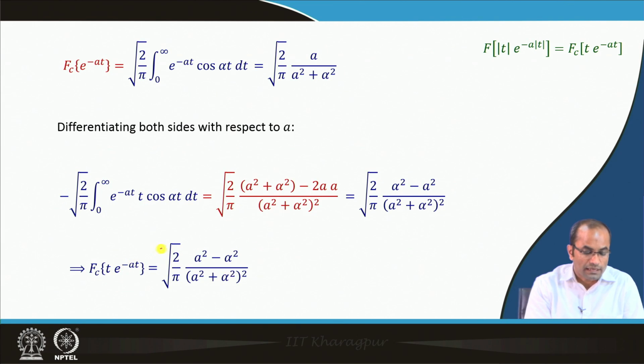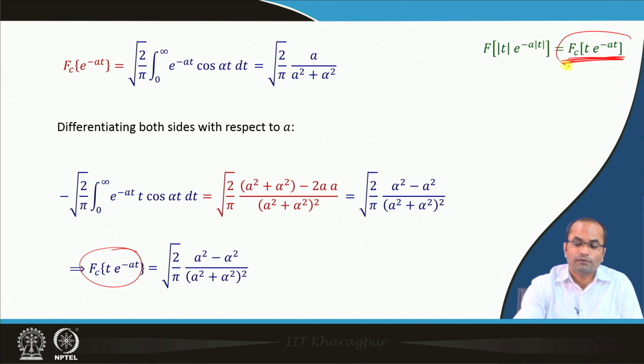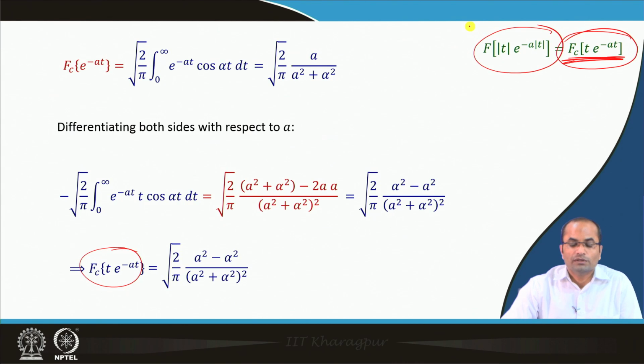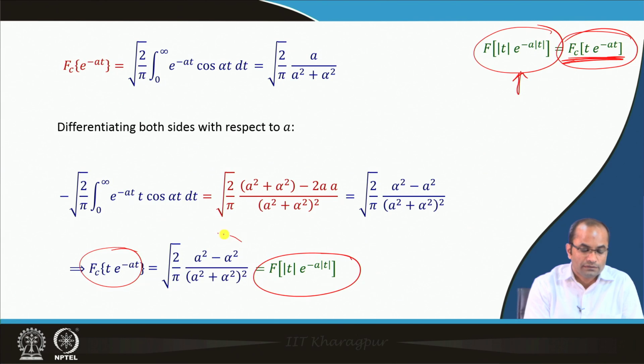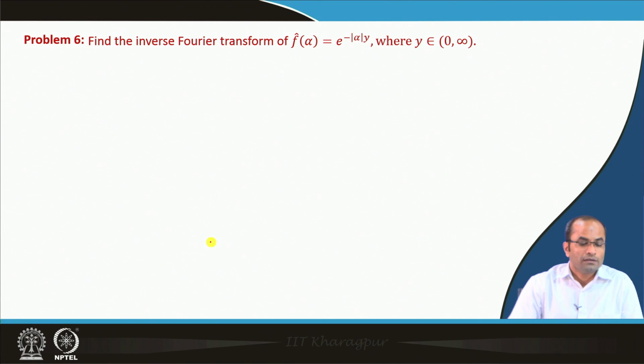So, this is exactly the Fourier cosine transform of t e power minus a t. The Fourier cosine transform of this t e power minus a t is exactly the desired Fourier transform, which we wanted to evaluate, that of the absolute value of t times e power minus a absolute value of t. So, this is the desired Fourier transform we have evaluated with the help of the Fourier cosine transform.